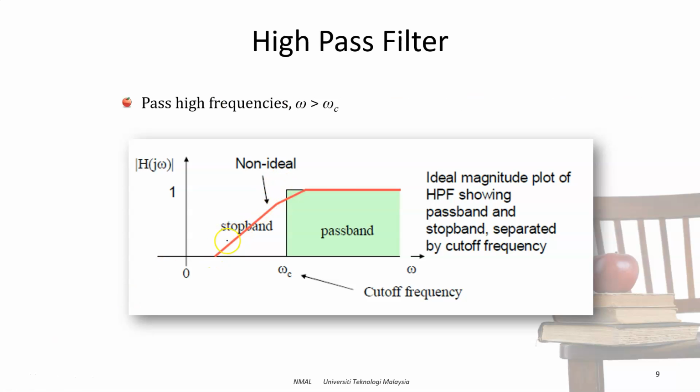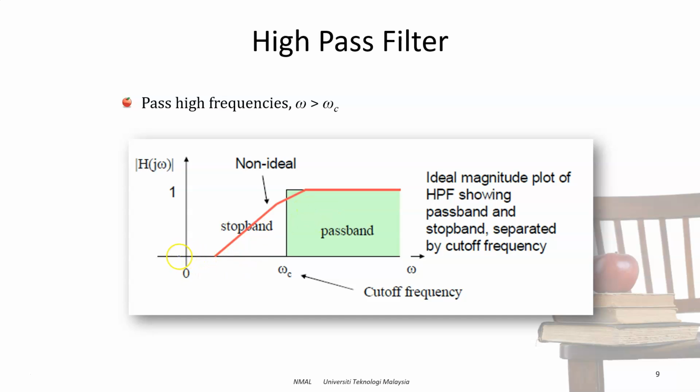And if the shape is like this, it means that it is a high pass filter. For the high pass filter, the frequency that can go through is any signal with frequency bigger than omega c, which is the cutoff frequency here. The ideal magnitude plot of the high pass filter is this green one, showing the pass band and stop band separated by the cutoff frequency. These sharp edges indicate the ideal high pass filter, and the red one here is the non-ideal high pass filter.